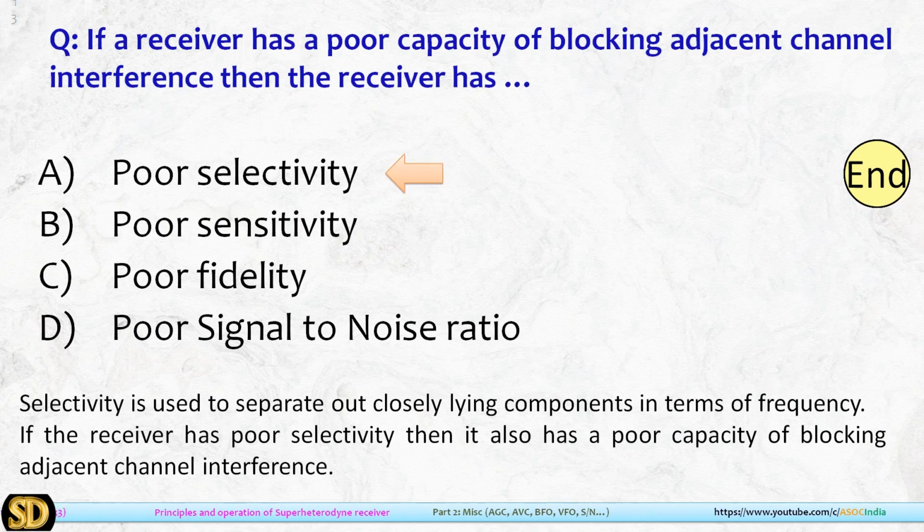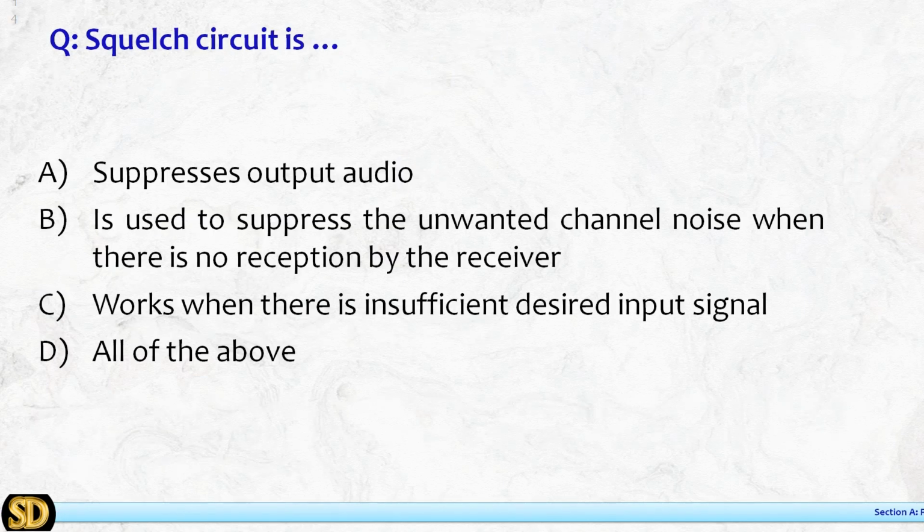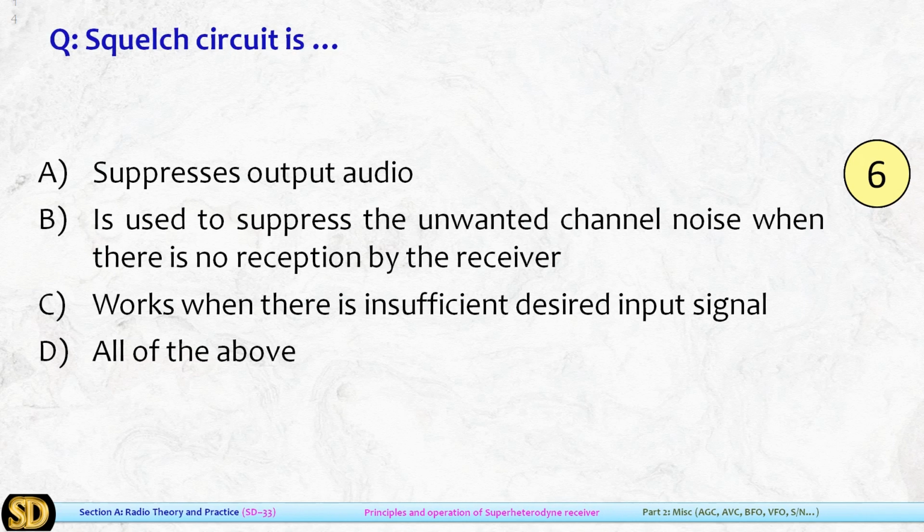Okay, got it? Going next. What is a squelch circuit? What are its functions? Choose the right answer: A, B, C or all of the above. You have very limited time. All of the above. It suppresses the output audio, it is used to suppress unwanted channels and noise, and it also works when there is an insufficient desired input signal. If the signal is insufficient, then it will mute the output. So this squelch circuit also works as a muting circuit.